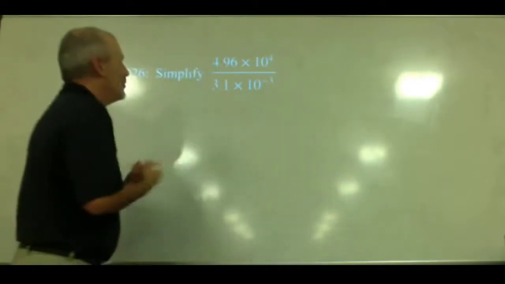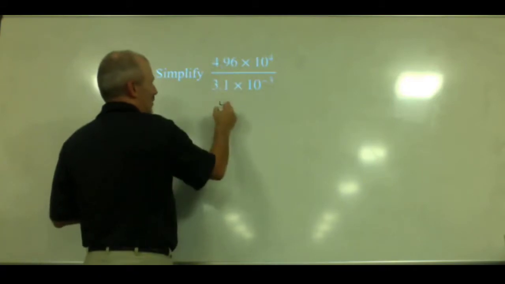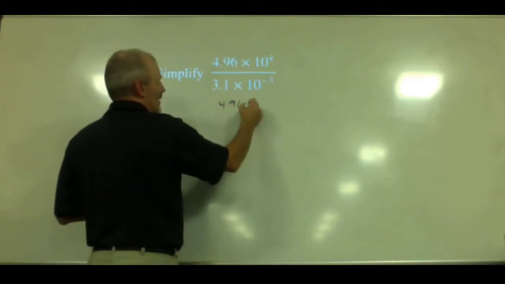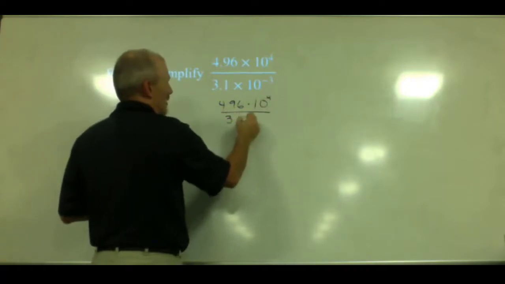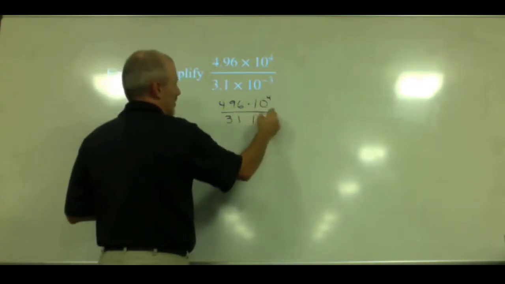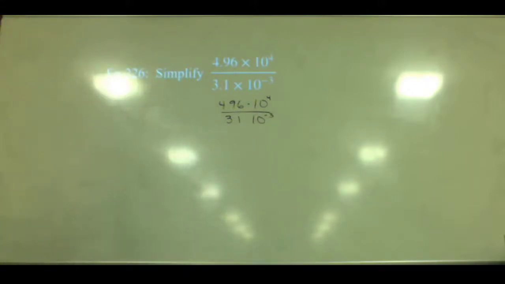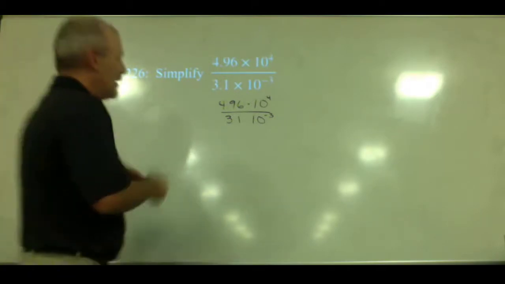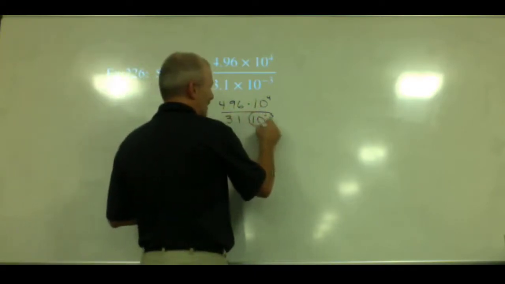Okay, now this one. So again, what this means, and I'll write it this way, but it means the same thing. It's 4.96 times 10 to the 4th, and then 3.1 times 10 to the -3rd. And I know you guys were doing problems like this with variables this week because Concha just asked me about some of them earlier tonight. Okay, so here's what we do. What do we want to do with something that looks like this?